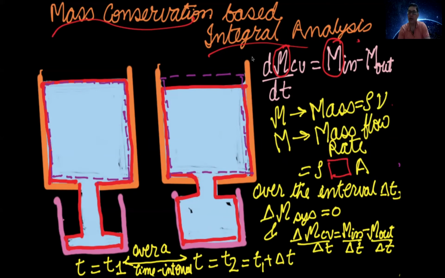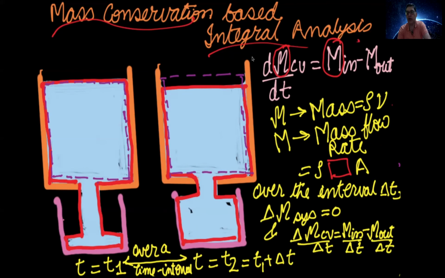However, the velocity that we consider here is a normal velocity, because in mass flow rate there are two vectors involved: velocity, which is a vector, and surface, which is also a vector. For surface area, the direction is given by the outward unit normal vector. So when you take the dot product of these two, you get a normal velocity.